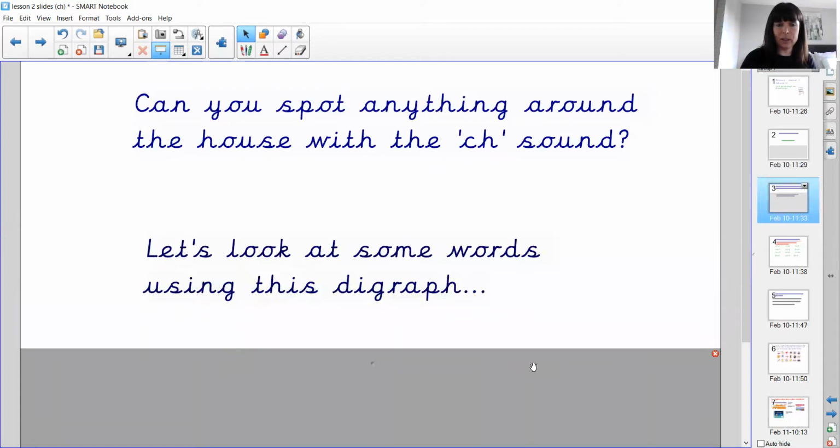Okay, we're going to have a look at some flashcards using the digraph. And I've got some words on flashcards here. Just like yesterday, we've got the sound buttons on them as well. So we'll sound them out and then we'll have a go at blending them back together. Okay, our first one. Chop, chop. Chin, chin. Chug, chug. Check, check. Such, such. So that one we've got the ch at the end as well, haven't we?